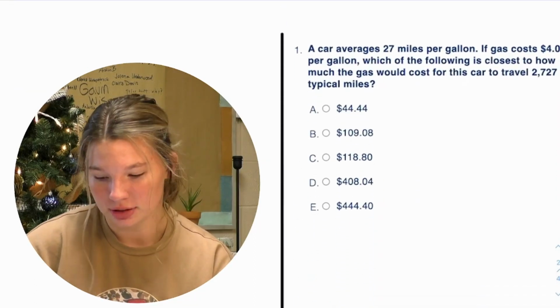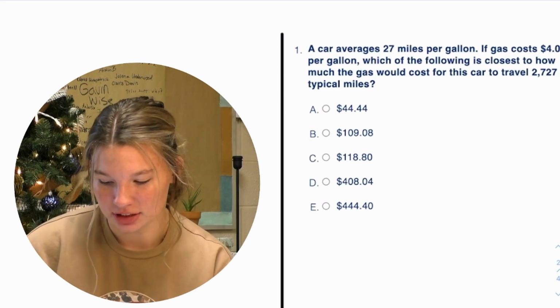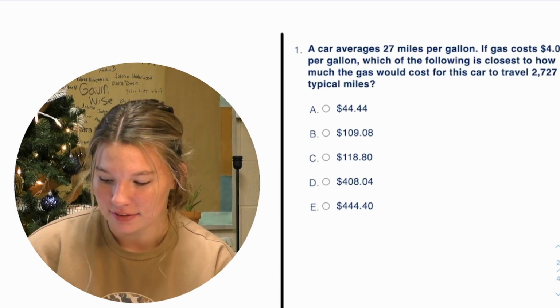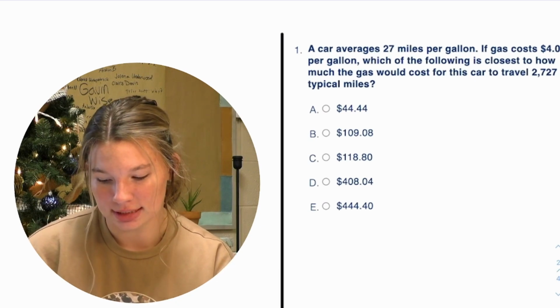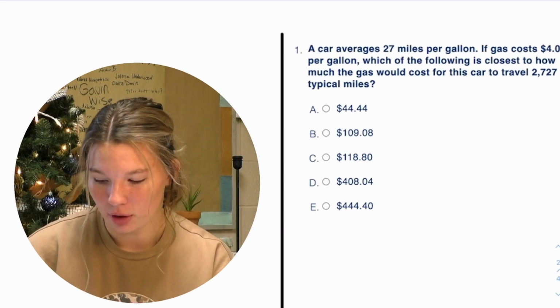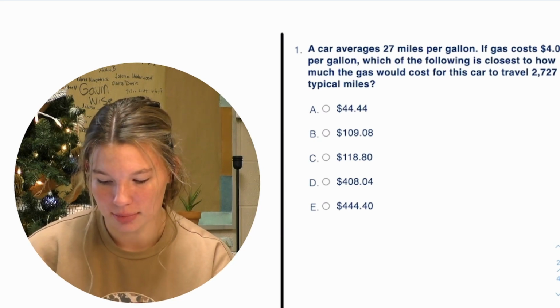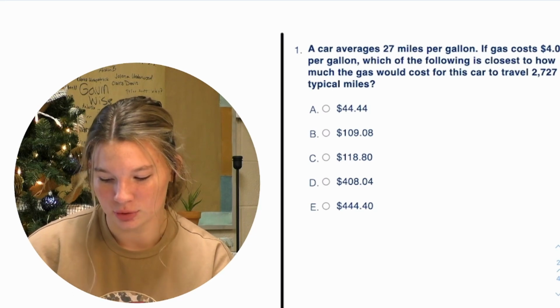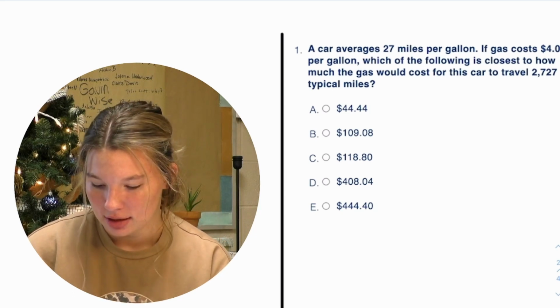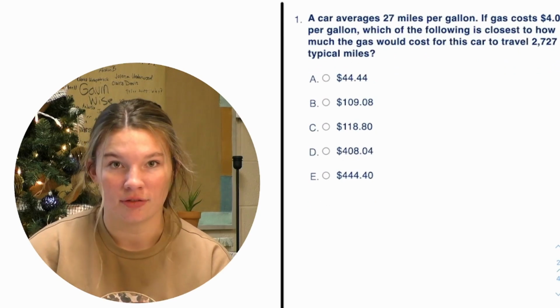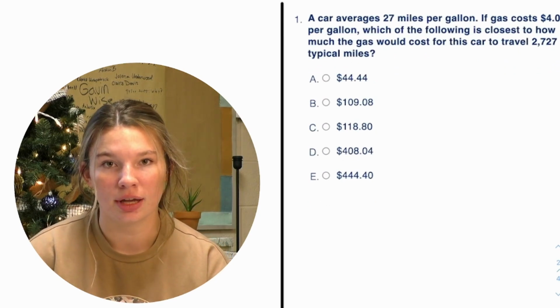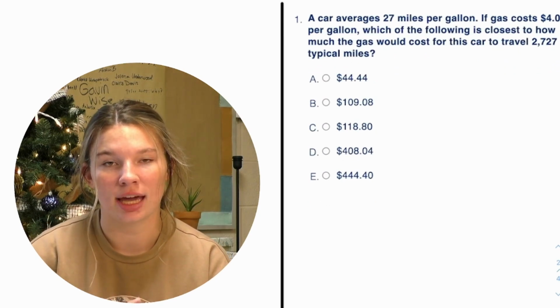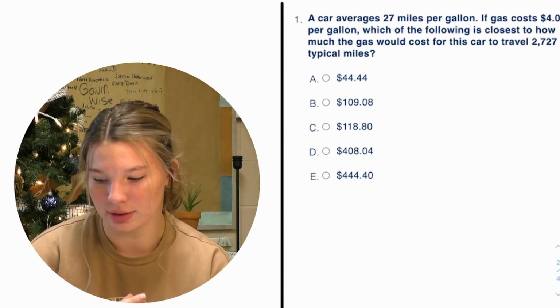So our first question for today is, a car averages 27 miles per gallon. If gas costs $4.04 per gallon, which of the following is the closest to how much the gas would cost for this car to travel 2,727 typical miles? So we're going to try and solve this as quickly as possible because the goal here is to do as much as we can in as little time as possible, because we only have 60 minutes to answer 60 questions.